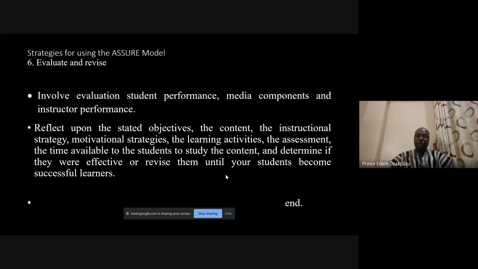And then we look at the content and the instructional strategy that was used. We look at the motivational strategies, the learning activities, the assessment, and the time available to the students to study the content, and determine if they were effective. If they were effective, what can we do to maintain the standards or improve upon them? If they were not effective, what can we do to revise them until our students become successful learners? And this is, in a nutshell, what the Azure model is about.